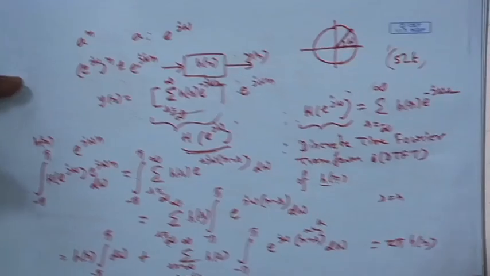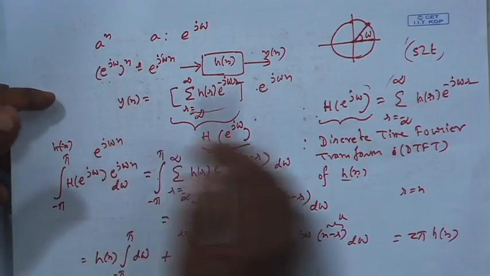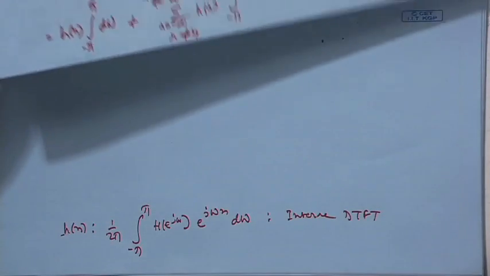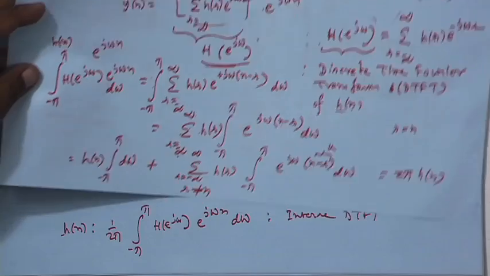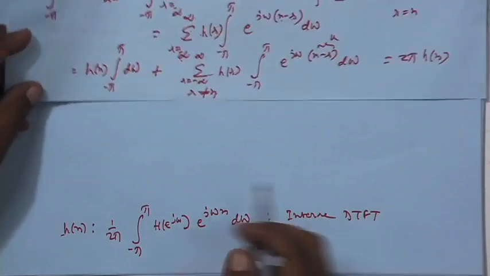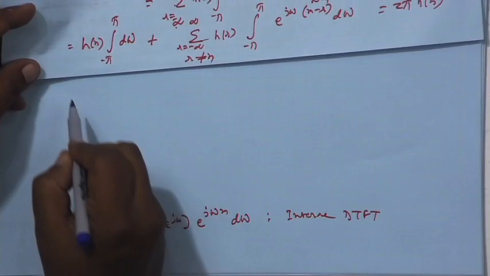All right, it is not only for h n, that is the system impulse response, it can be done for any sequence including x n. It has a lot of properties, but I am coming to that later. But what is the implication of this? Now consider that linear shift invariant system.